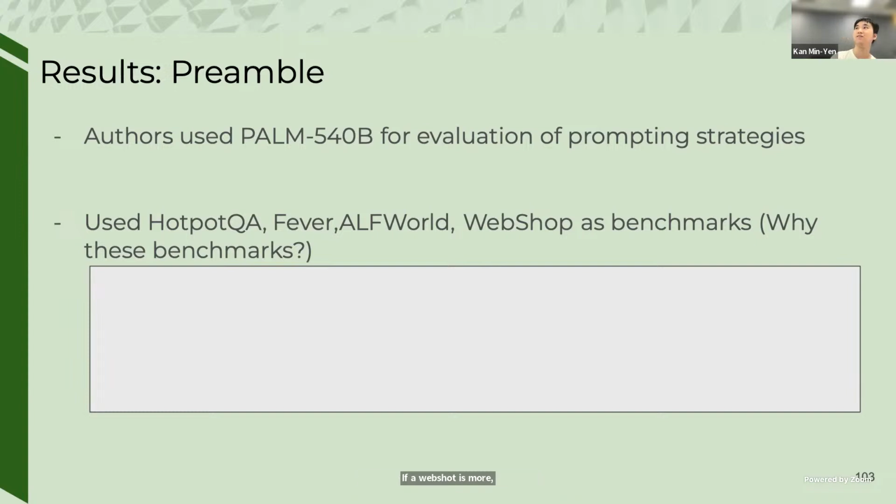So my question to the class is, why do you think they use these benchmarks to evaluate their model or their prompting strategy? Does anyone want to make an educated guess?